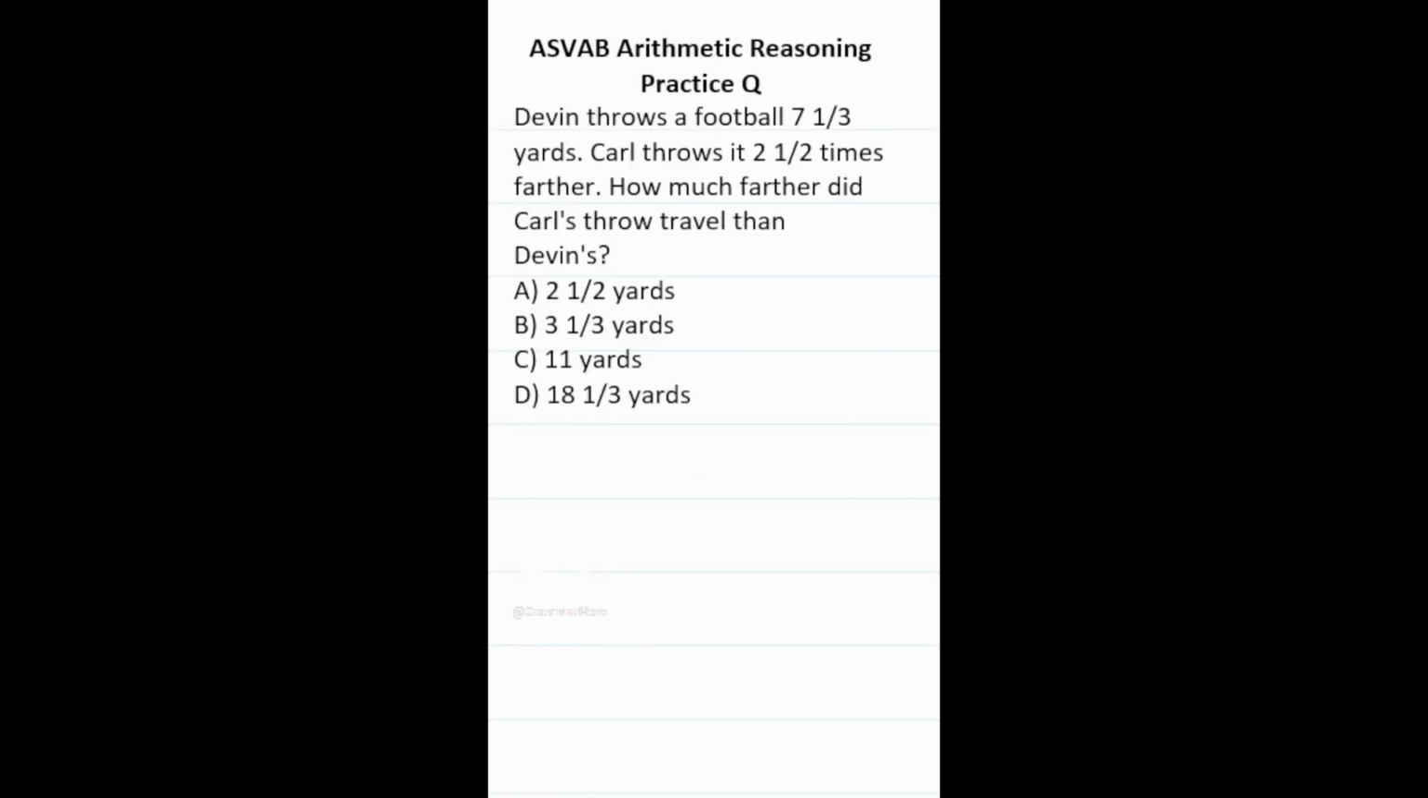For this arithmetic reasoning practice test question, we're going to start by multiplying 7 1/3 by 2 1/2. To do that, we're going to have to write these as improper fractions. That's going to be 22 over 3 times 5 over 2. When you multiply fractions, you just multiply straight across. 3 times 2 is 6. 22 times 5 is 110. Now we're going to convert this back to a mixed number.